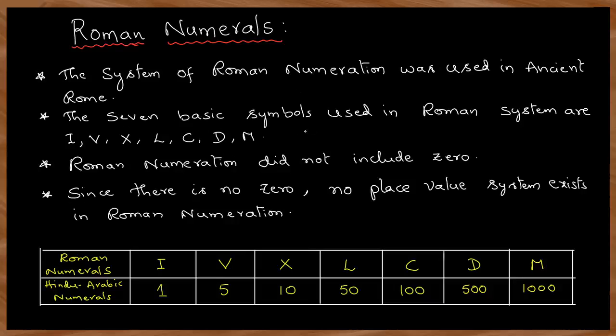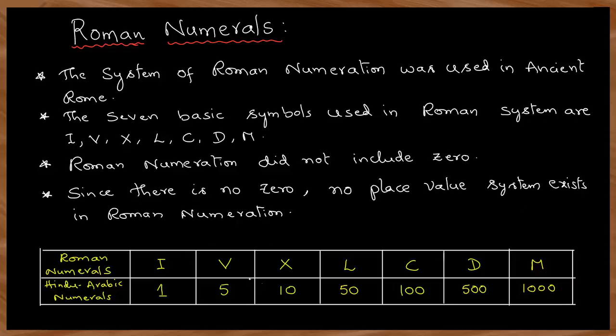The 7 basic symbols used in the Roman system are I, V, X, L, C, D, M, which indicate 1, 5, 10, 50, 100, 500 and 1000. And there is no zero in this Roman number system. Roman numeration did not have any zero. So since there is no zero, no place value system also exists in the Roman numeration.